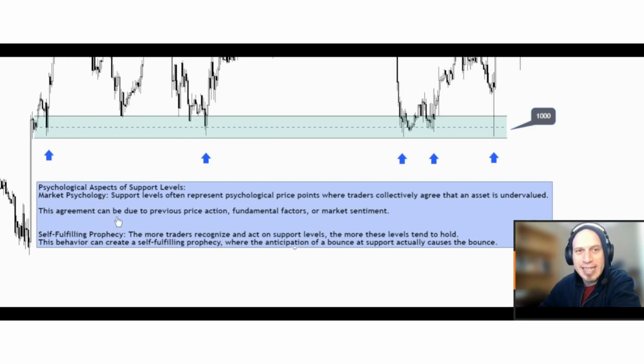The agreement can be due to previous price action, fundamental factors, or market sentiment. Again, we don't need to know why the price of apples is 1,000 and why price keeps coming back to the 1,000 price point. It could be a self-fulfilling prophecy. This is interesting because the more traders recognize and act on support levels, the more these levels tend to hold. This behavior can create a self-fulfilling prophecy where the anticipation of a bounce at support actually causes the bounce.